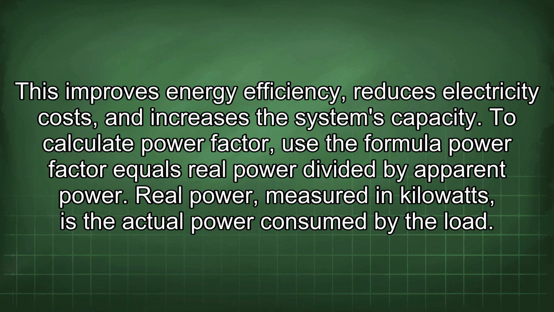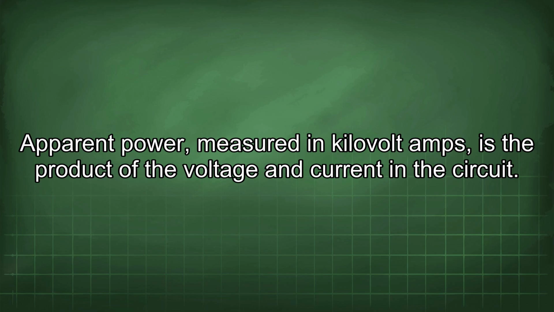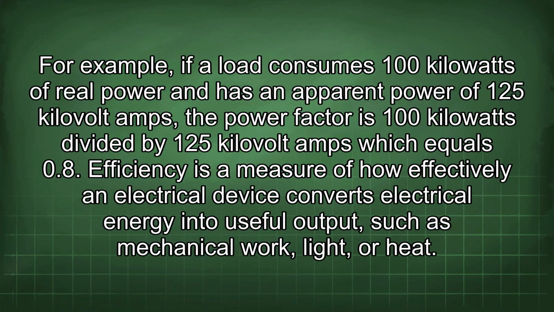To calculate power factor, use the formula: power factor equals real power divided by apparent power. Real power, measured in kilowatts, is the actual power consumed by the load. Apparent power, measured in kilovolt-amperes, is the product of the voltage and current in the circuit. For example, if a load consumes 100 kilowatts of real power and has an apparent power of 125 kilovolt-amperes, the power factor is 100 kilowatts divided by 125 kilovolt-amperes, which equals 0.8.